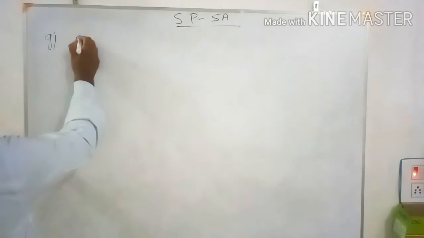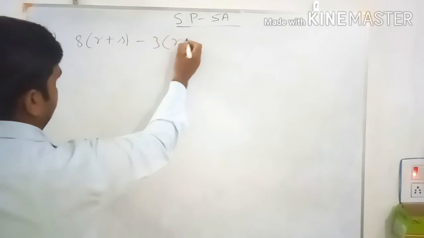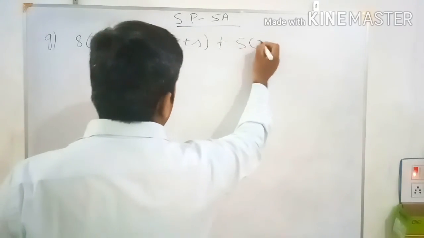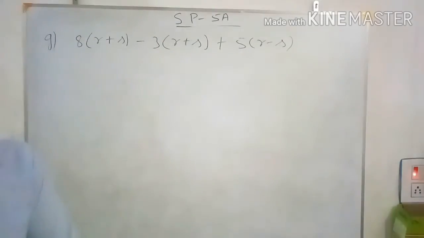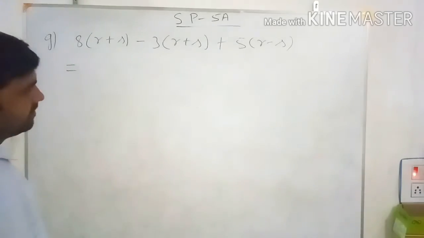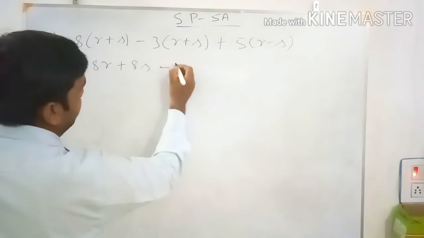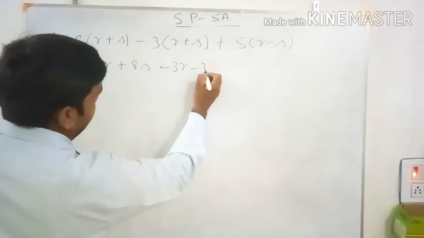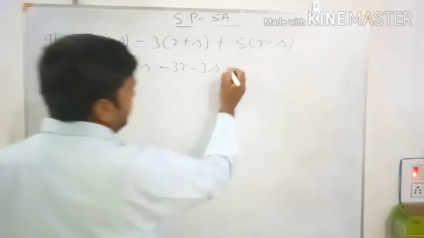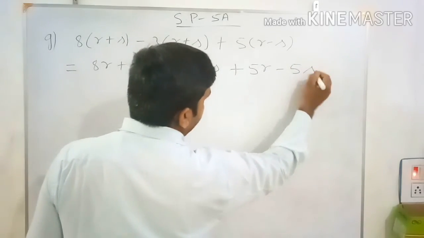Eight multiply r plus s, minus 3 multiply r plus s, plus 5 multiply r minus s. So in this question, to find the like terms, first we will multiply, we will expand this expression. So 8r plus 8s, minus 3r minus 3s, and here 5 into r is 5r, and minus 5 into s is minus 5s.